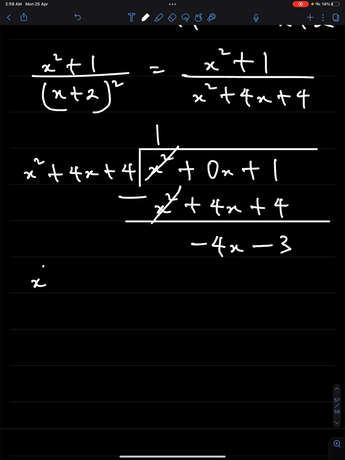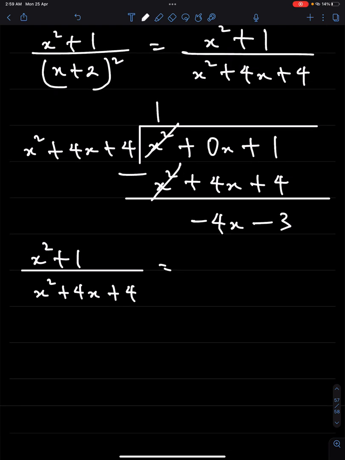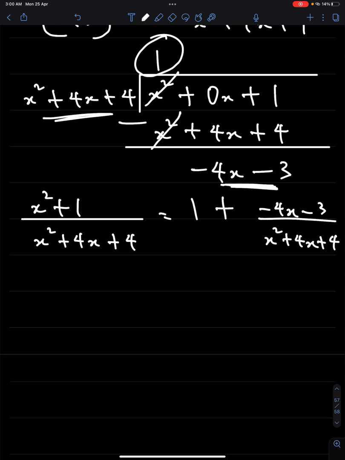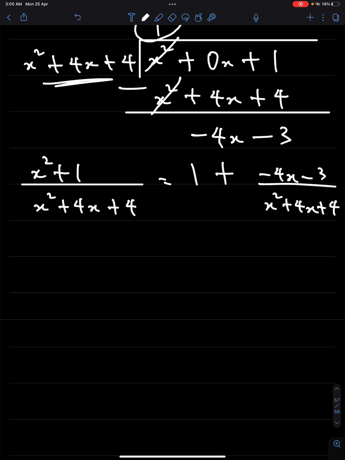And that simply means x squared plus 1 over x squared plus 4x plus 4 is the same as, like we did in the last example, you just write the quotient, which is 1, plus, and form a fraction, which is the remainder over divisor. So that's plus, let me write it this way, minus 4x minus 3 over x squared plus 4x plus 4. I know that x squared plus 4x plus 4 is the same as x plus 2 squared. So let me write that.